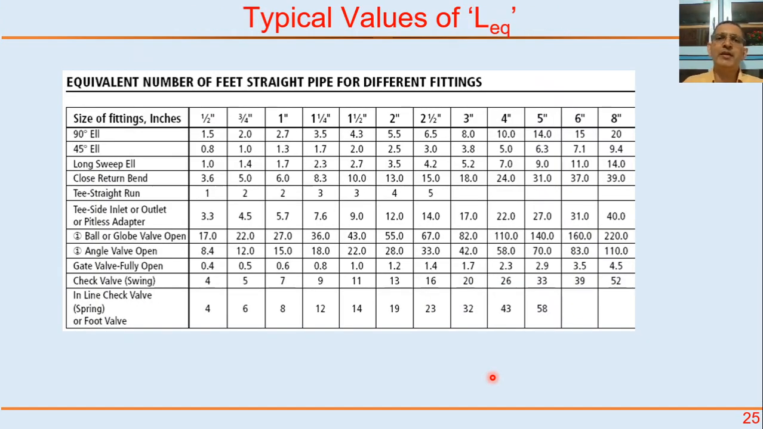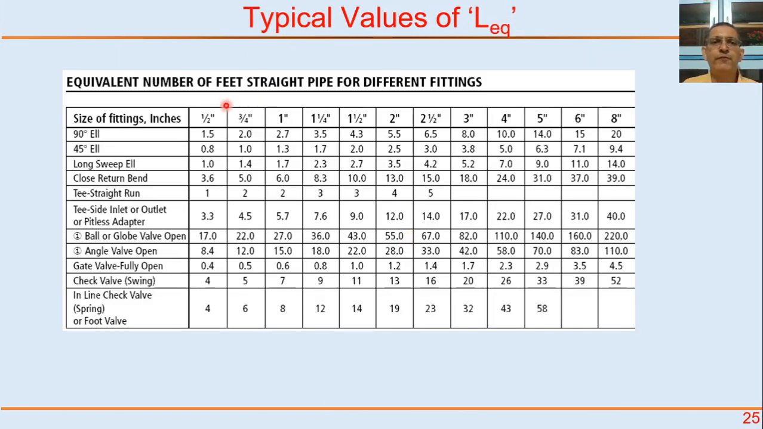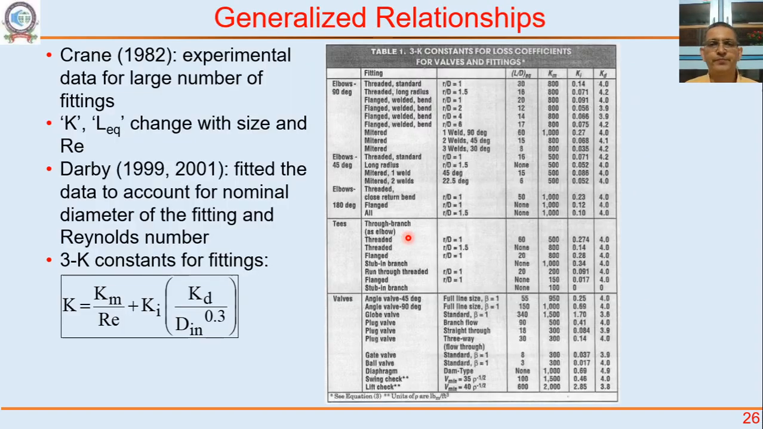Or we could write in terms of the equivalent length. So for example, let's say a gate valve fully open. If it's a 1 inch gate valve, it will be equivalent to 0.6 meters of straight pipe. And you see globe valve, a globe valve will have a lot of equivalent length. So a 2 inch globe valve will be equivalent to 55 meters of pipe. Sorry, this is in terms of feet. So 2 inch, this is 55 feet, which is like 18 meters.